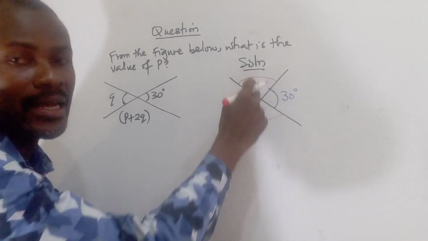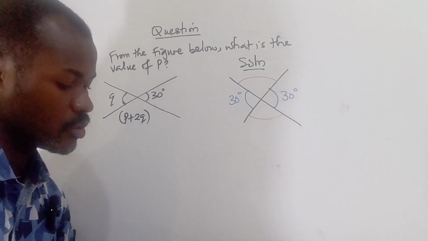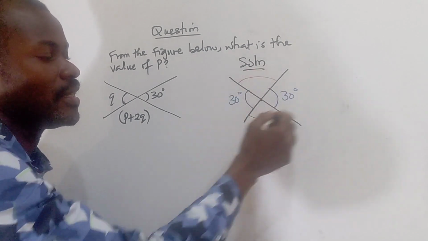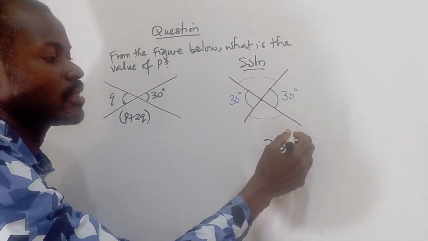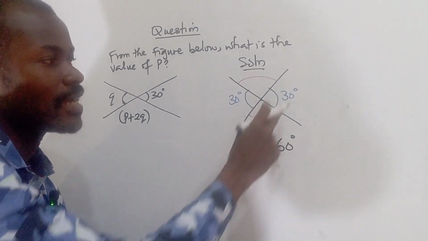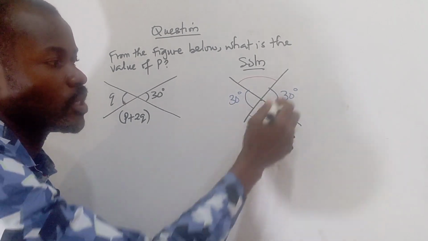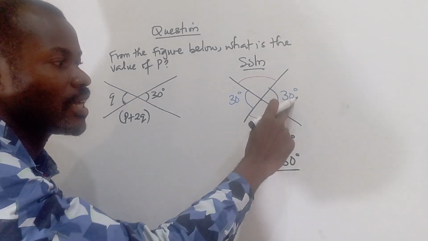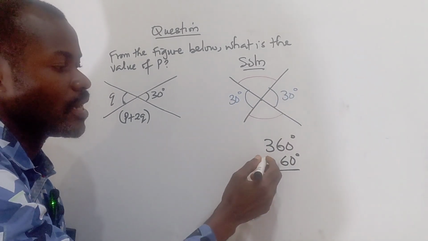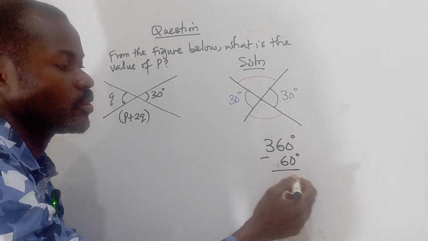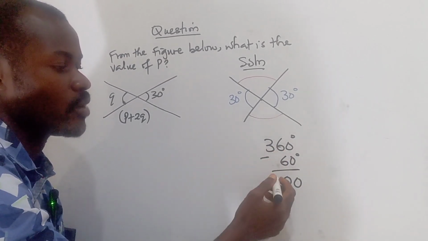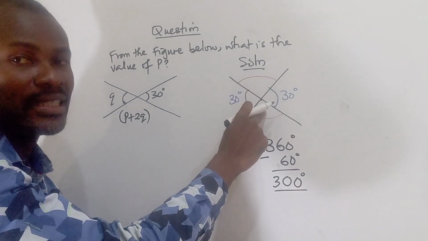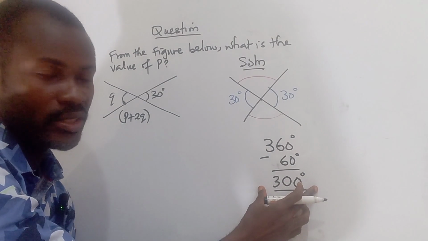Now how do I get these angles? To get those angles, I know that the sum of the angles at a point is 360 degrees. Now the sum of these two will give us 60 degrees, so 30 plus 30 is 60 degrees. Now we subtract this, we have 0. 6 minus 6 is 0, and we bring down the 3. So what this means is this plus this is going to give us 300 degrees.